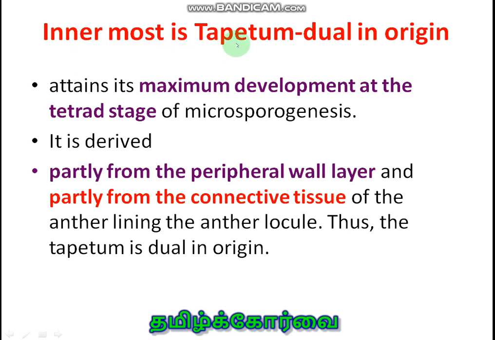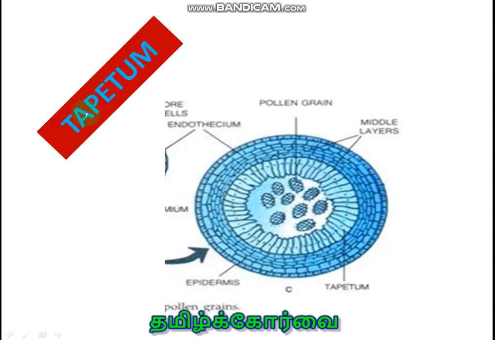Innermost is tapetum, and it is dual in origin. The innermost wall layer is the tapetum, and its maximum development occurs at the tetrad stage, and it is dual in origin, meaning partly it is formed from peripheral wall layers and partly it is formed from connective tissue. And here tapetum is given. The tapetum consists of this innermost layer here next to the sporogenous tissue.